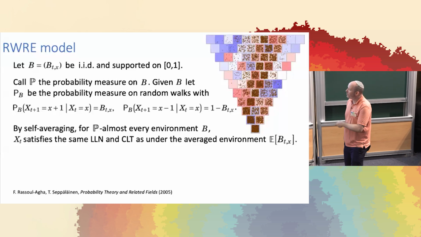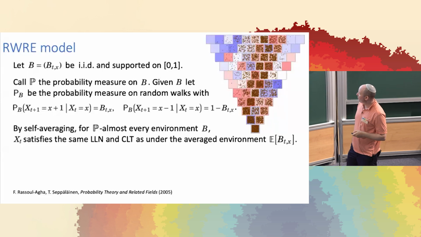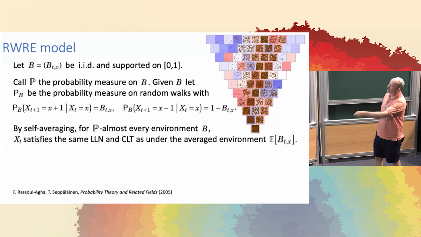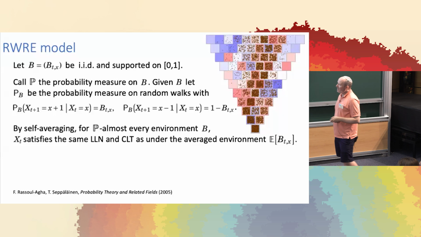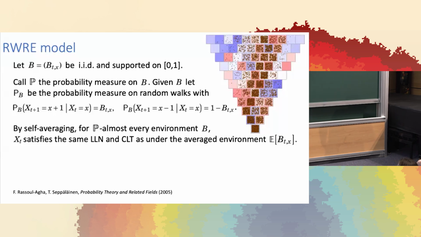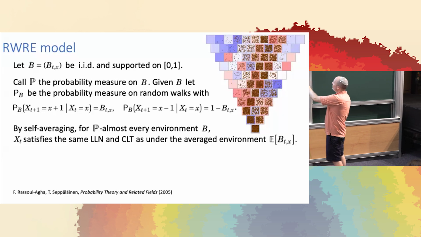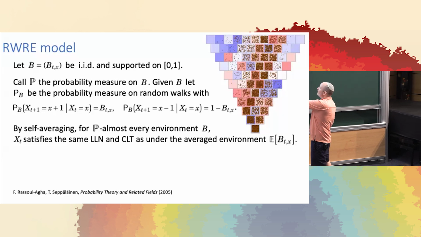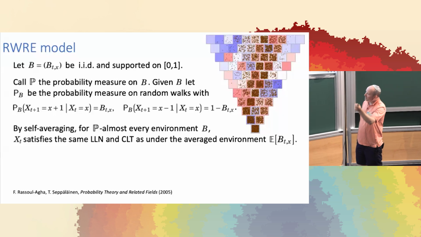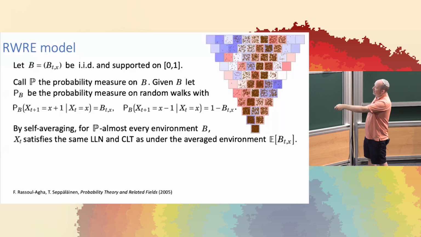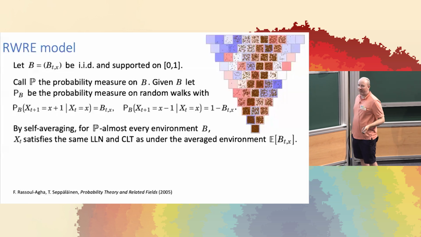It turns out that for almost every instance of the environment, so if I sample an environment according to this law, boldface P, and then I look at the trajectory of x of t given that environment, that will satisfy the same law of large numbers and central limit theorem as in the presence of the averaged environment. So in other words, if I replace all of these B's by their average, so in this case just by the Einstein, by everything being white, and I look at the trajectory of a single particle in either the quenched or the averaged environment, they will look statistically the same.